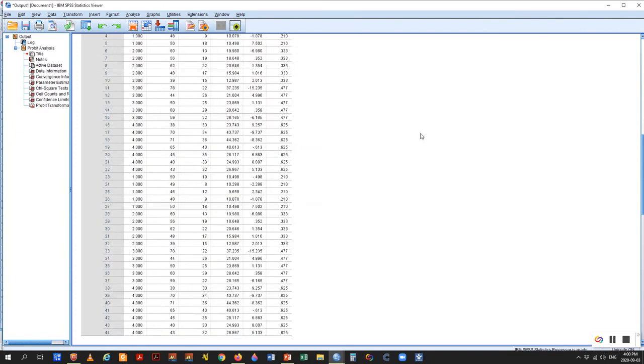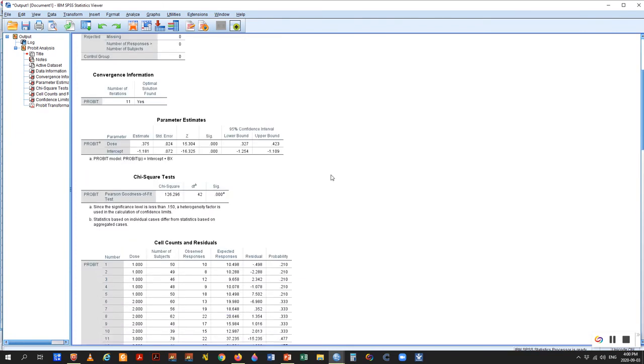Let's go now to Table 2. This is the convergence information, and it indicates that with the Probit analysis there were 11 iterations in the algorithm, and in fact an optimal solution was found, indicated by this yes. Here we have the parameter estimates in Table 3, and let's look at some of these.